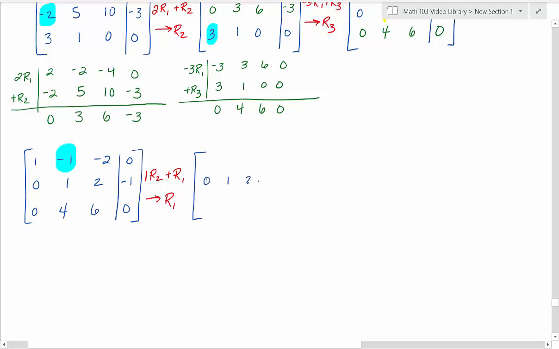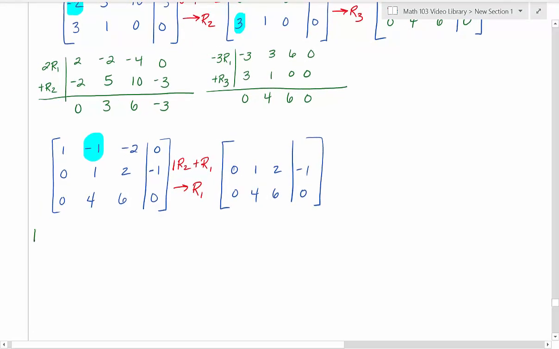Write down my rows 2 and 3. And do some side work for our new row 1. We're doing 1 times row 2 plus row 1 for our new row 1. 1 times row 2 is just the same as row 2. And we'll add it to our row 1. And we get 1, 0, 0, -1. That's our new row 1.